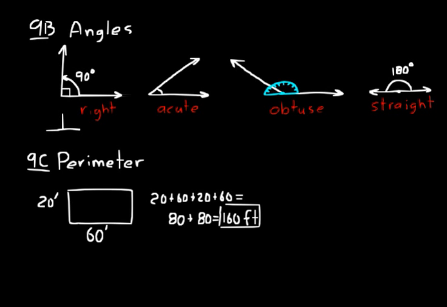And so when you do perimeter problems, all you're doing is you're measuring the lengths of all the sides together, and then you get a total length for all the sides combined. That's what perimeter is, the distance around an object.